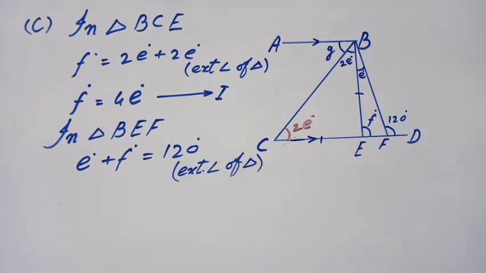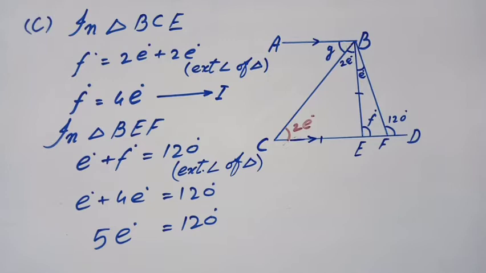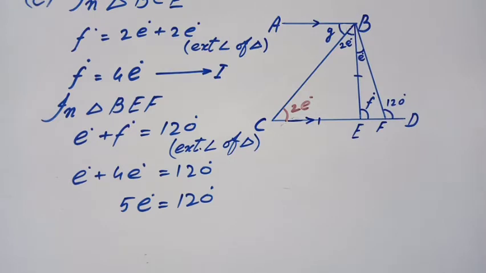And you know that in the relationship number 1, we have developed that F is equal to 4E. Now in place of F, I write down 4E. This way 5E equal to 120 degree. Dividing both the sides by 5, E equal to 24 degree. Hence we have found that E is equal to 24 degree.